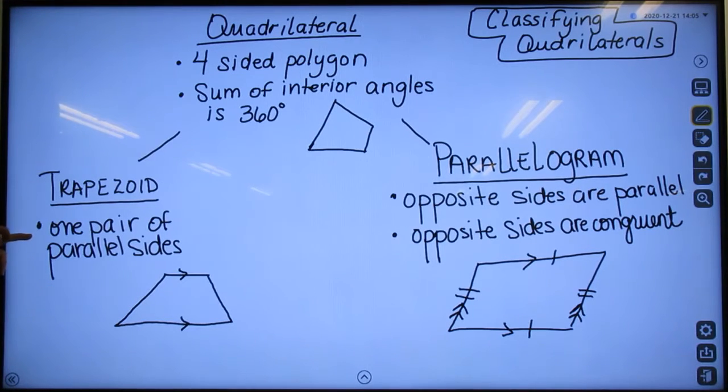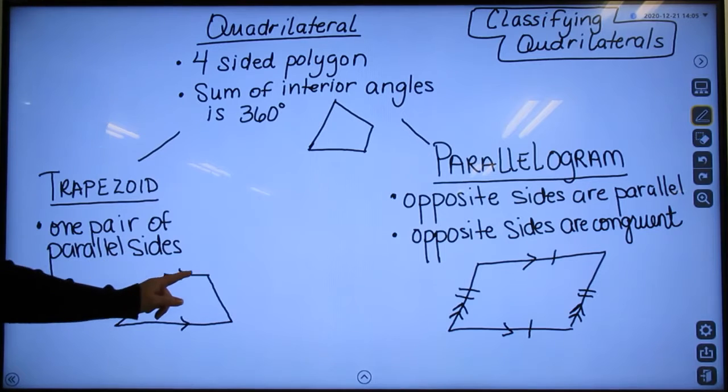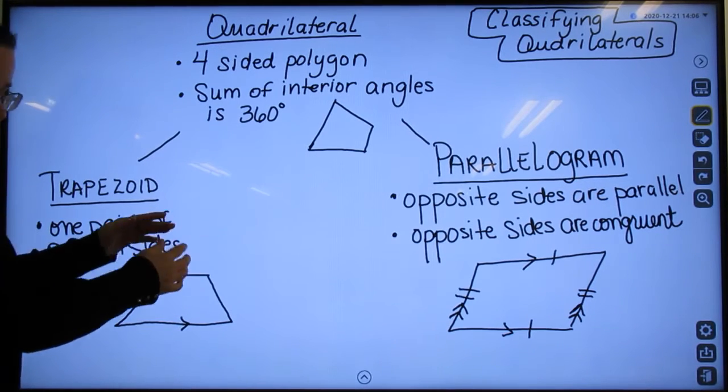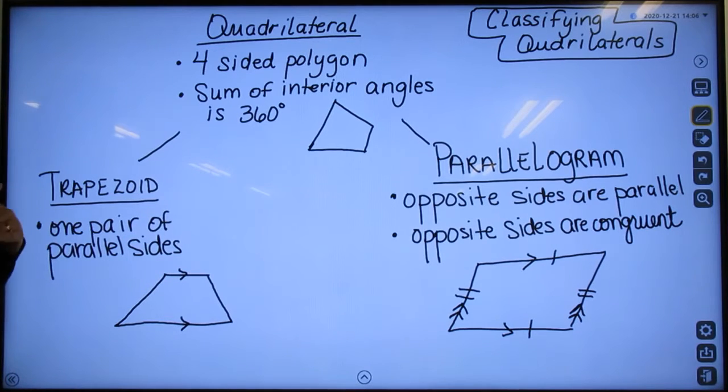A trapezoid has one pair of parallel sides. They only have one pair of parallel sides. These will eventually run into one another. Parallel lines are lines that never meet.